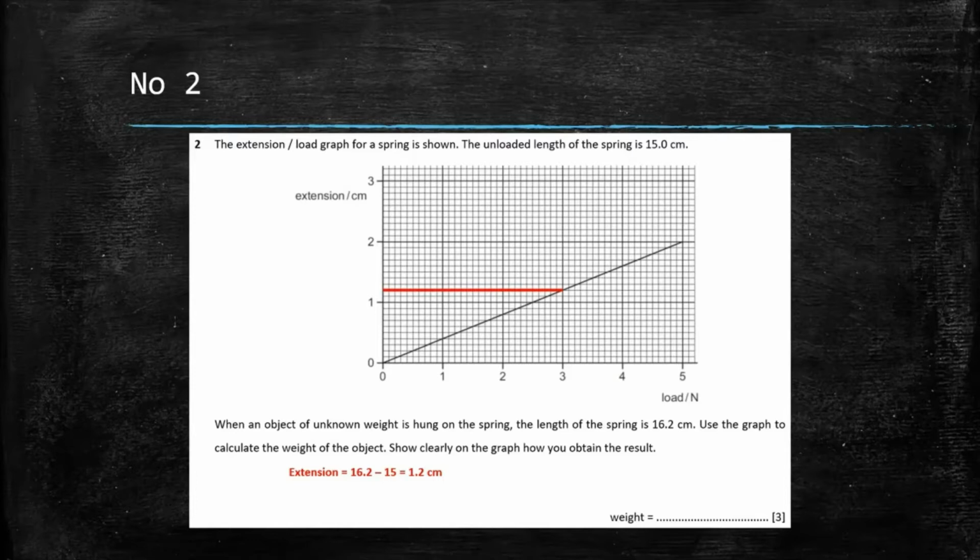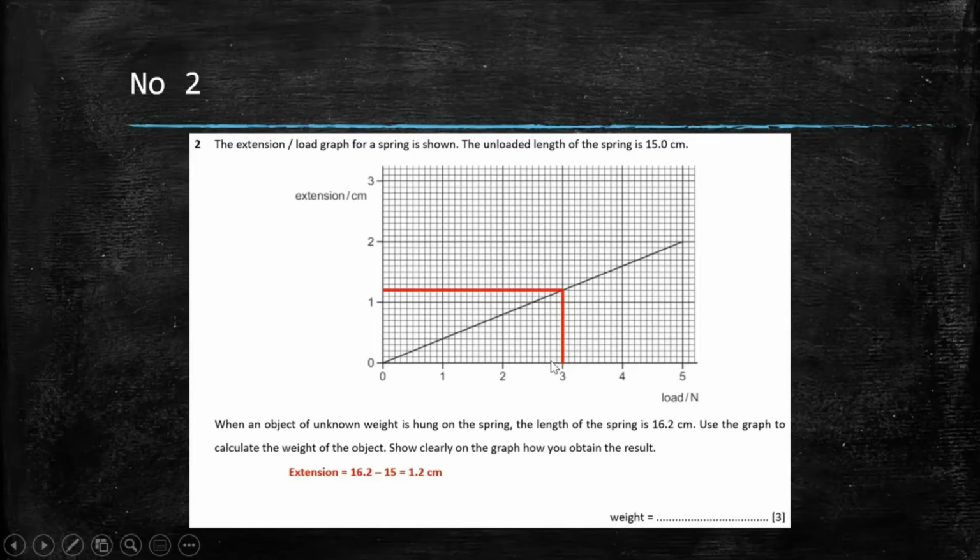Then, draw a vertical line from the point where the horizontal line and the graph line meet until it reaches the x-axis. This is the vertical line. Read the value of the point where the vertical line meets the x-axis. This point is the value of the weight.